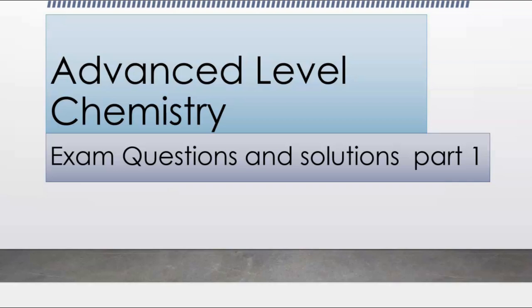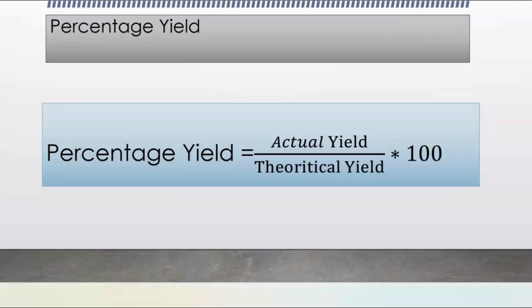In this video, I am going to discuss the calculation of percentage yield of a desired product. The percentage yield formula is actual yield, or the actual mass, divided by theoretical yield, or theoretical mass, multiplied by 100.